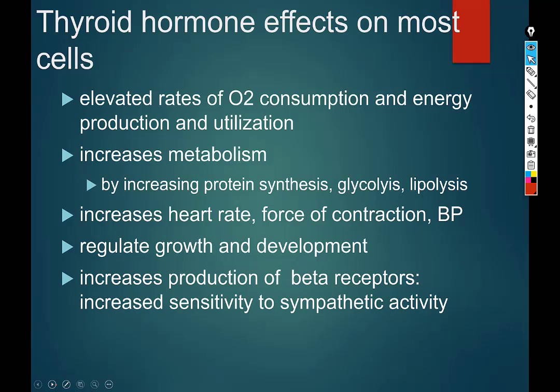Interestingly, thyroid hormone also has what's called a permissive effect. A permissive effect is when the binding of one hormone to a cell or tissue makes that cell or tissue more sensitive to a subsequent or different hormone. So thyroid hormone causes an increase in the production of beta receptors on cells, which causes an increase in sensitivity to sympathetic stimulation in those cells.